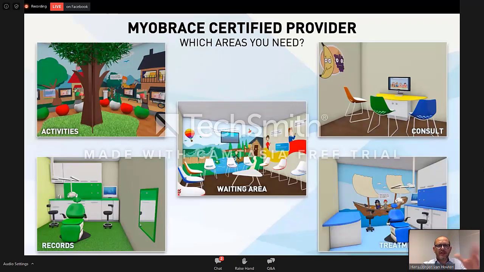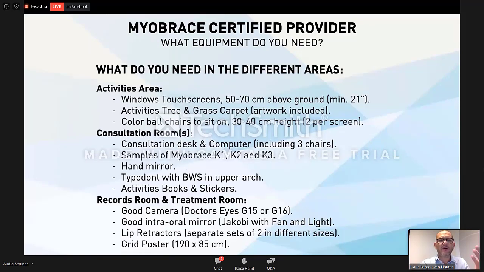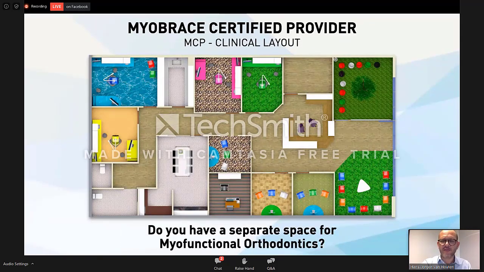I will show you what you need. So you need an activities room, you need a records room, waiting area, consult area, and a treatment room. And we have all kind of different themes, different topics, that you can use in your clinic. And we will help you with making the 3D floor plan.